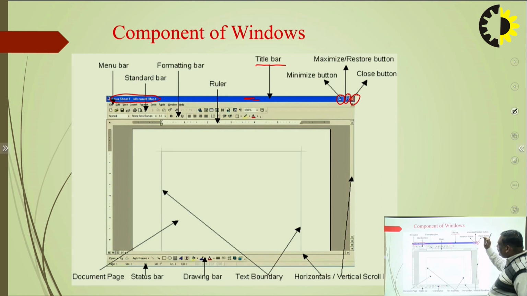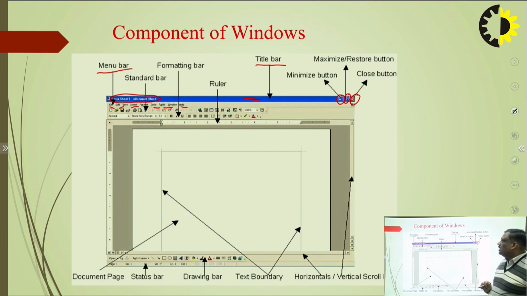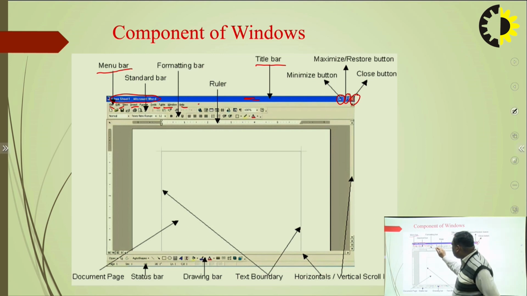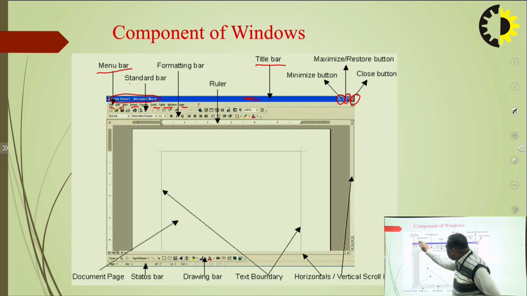If we want to minimize this window, we single click on the minimize button, and the window is minimized. Maximize, a large size is present on our screen. And the close button, if we want to close the window, then the close option is here. This menu bar, you see, file, edit, insert. This one is known as the menu bar. The menu bar is the second layer of the windows.